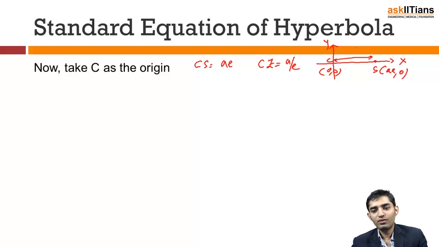And what will be the distance of the directrix from the center? The directrix will be somewhere here, and this distance is a by e. So the equation of the directrix will be x equal to a by e.